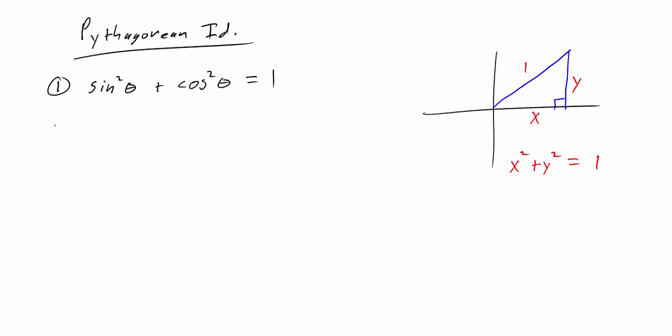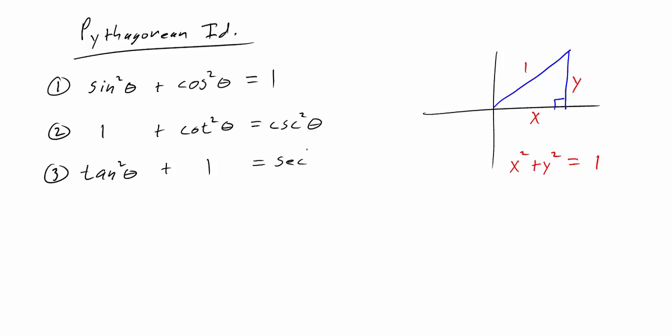The second one is 1 plus cotangent squared is equal to cosecant squared. And the third one says that if you take your tangent function squared plus 1, that's going to be equal to secant squared. Eventually at some point you should memorize all three of these.